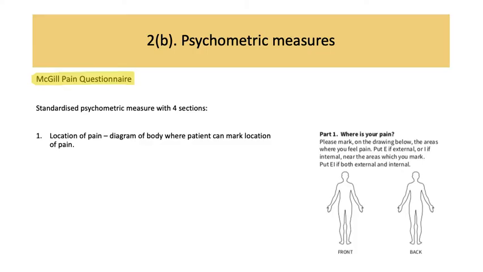The second method is psychometric measures. Psychometric is basically pen and paper. Here it's what we call the McGill Pain Questionnaire, which has 4 sections. First, they will ask you the location of pain. There's a diagram of a body where the patient can mark the location of pain. So this is on a piece of paper. First they have to determine where the location of pain is. So let's say it's here. And then they move on to the second section.